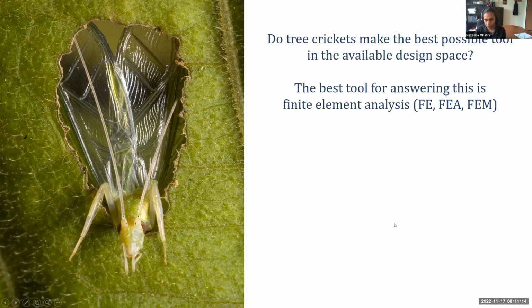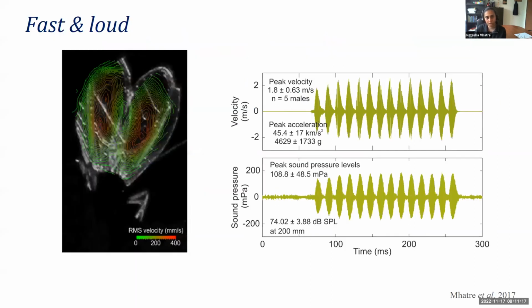So I'm just going to show you some of the data that you've already seen, if you've read this paper. What we did was we convinced 5 tree crickets to sing from a small baffle that we made for them. They sang, they were nice to us. We measured how much their wings vibrated. So here's some data on how much their wings vibrated. They vibrated about 2 meters per second at peak velocity, and that produced about 108 millipascals of sound at peak sound pressure, which was 74 dB at peak, but when you averaged over time, it was a little bit less, as you can see from the structure of the sound itself.